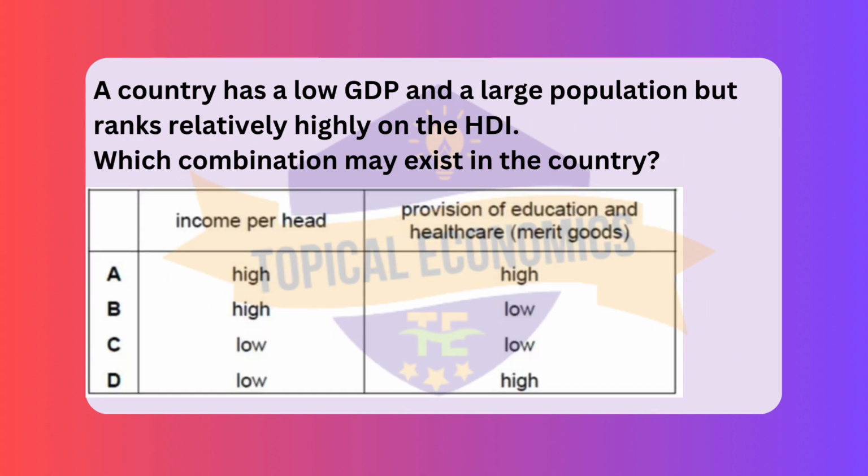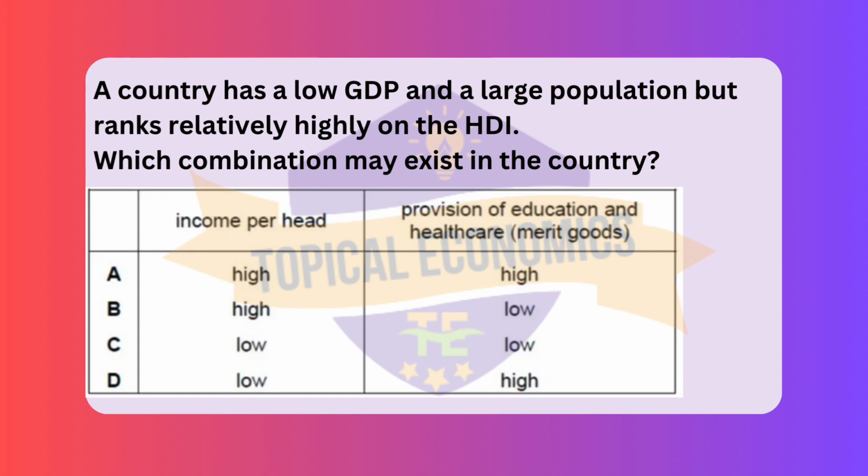Moving to question 22. A country has a low GDP and a large population but ranks relatively highly on the HDI. Which combination may exist in the country? This question is from year 2017 May-June version 1. The correct answer for this question is option D.